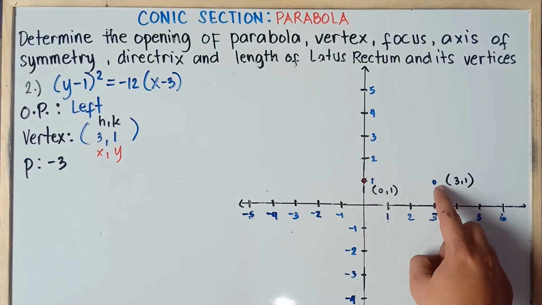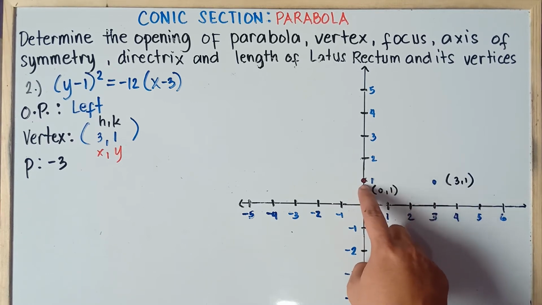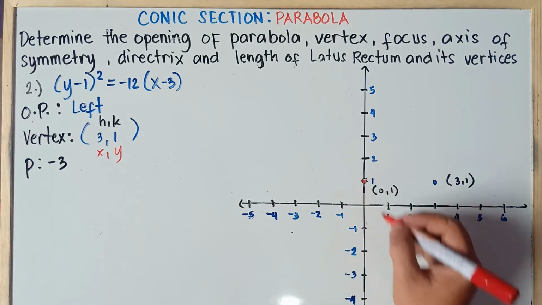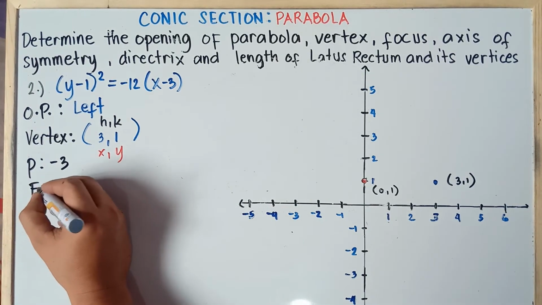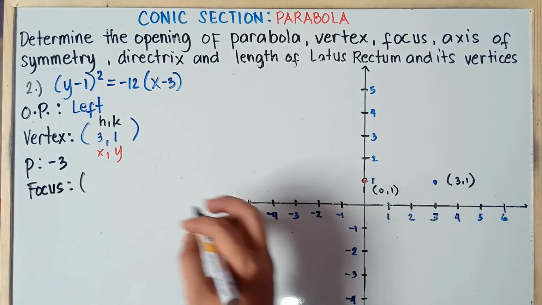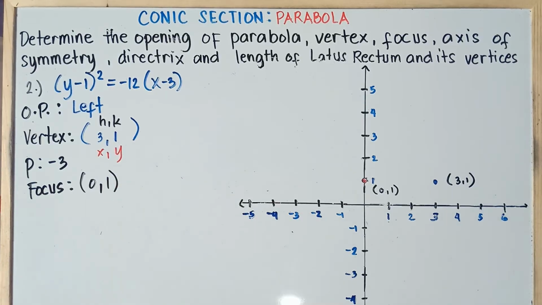Starting from the center, we move 3 units to the left. 1, 2, 3. And this will be our focus. Alright, so focus, let me just write it here. Our focus vertices, that would be our X is 0, and then 1 for Y: (0, 1).